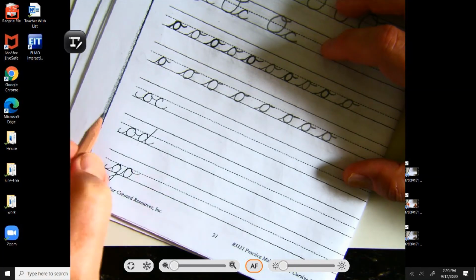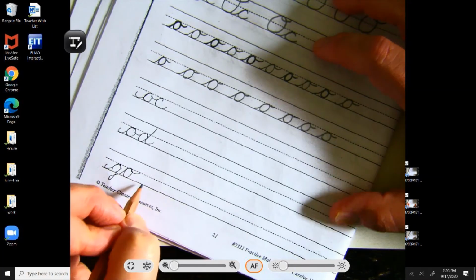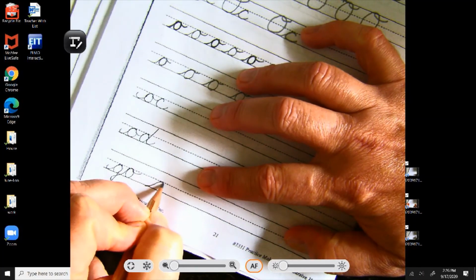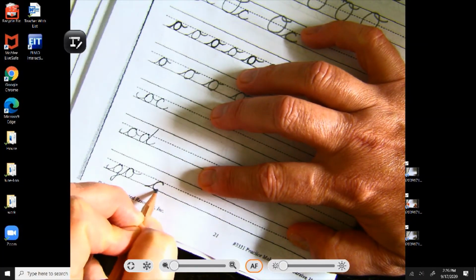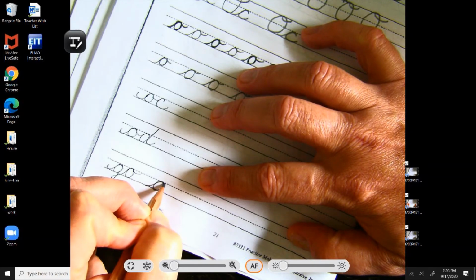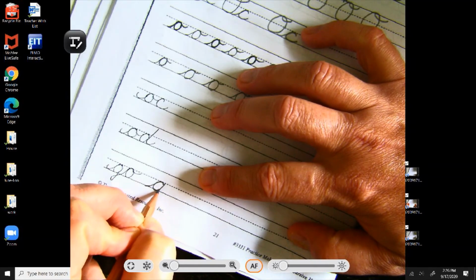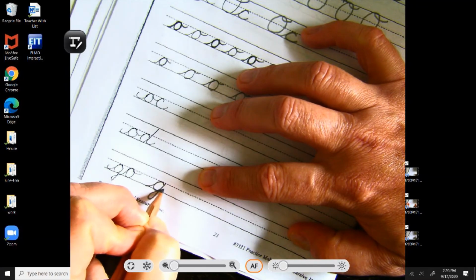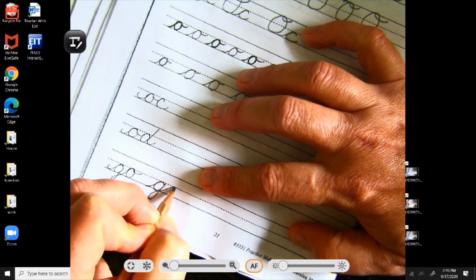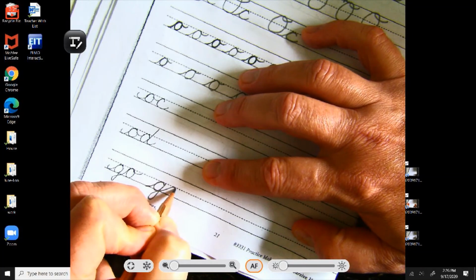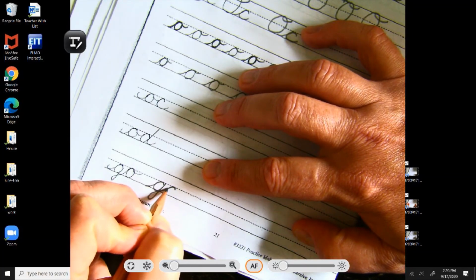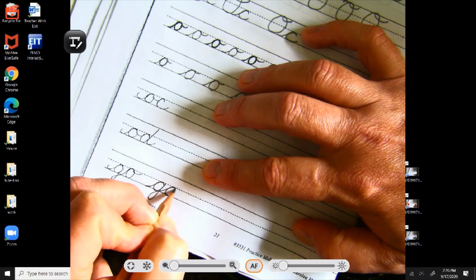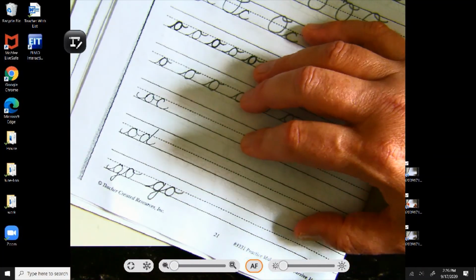So if I was starting, for example, with go, right, I'm going to start at the baseline and go up and over, swing back around, right, baseline to middle line, drop below the baseline. I'm going to make my loop to the baseline. My kick out becomes the up and over of the O. Swing back around, baseline, middle line, kick out tail.